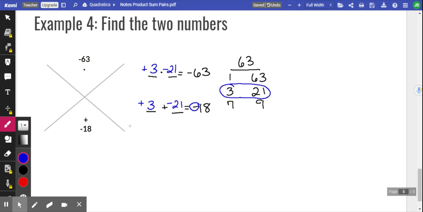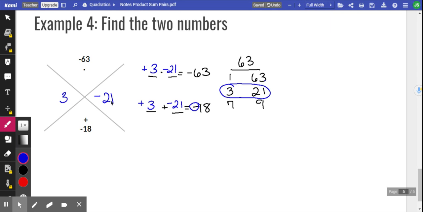So I'm just going to double check myself before I go on. Okay. In my calculator, I'm just checking 3 times negative 21. Oh, that's negative 63. 3 plus negative 21, that's negative 18. So I just checked myself, just typing it in my calculator. I'm just using my phone calculator right now. But that completes our two numbers.